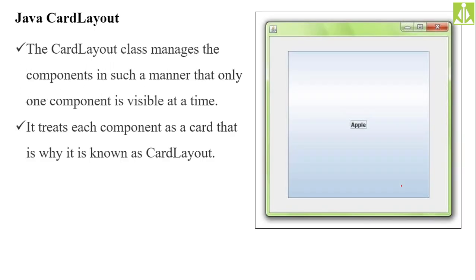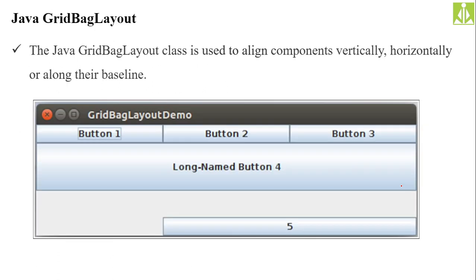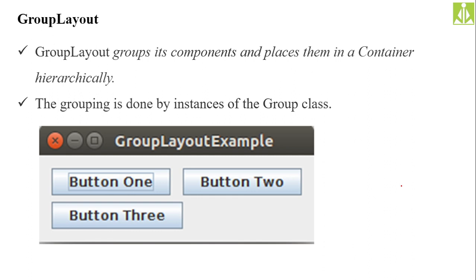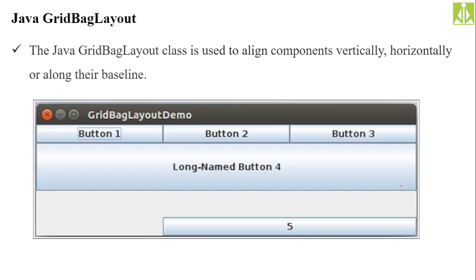Then card layout, it will be like your deck, a playing cards deck. How the cards will be arranged in that deck, in that same manner all the components in your card layout will be arranged. You can select your components from that card layout. Then grid bag layout, something will be aligned at the top and at the baseline, as I have shown over here. Then this is something to generate the sign in or registration page.